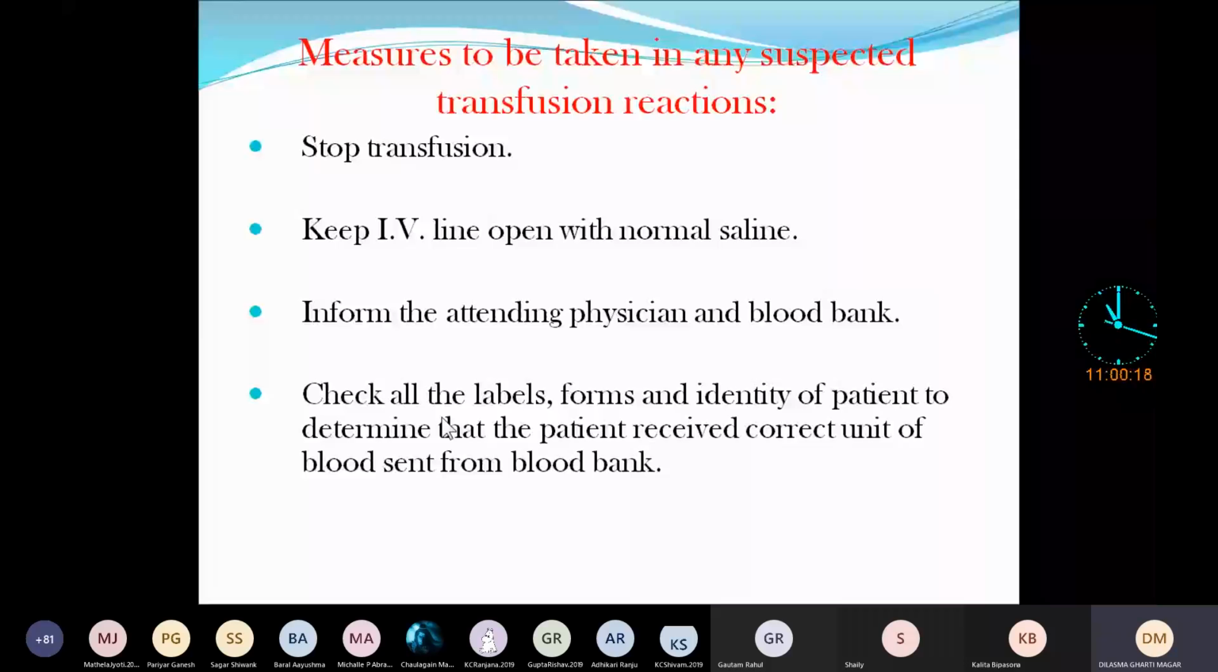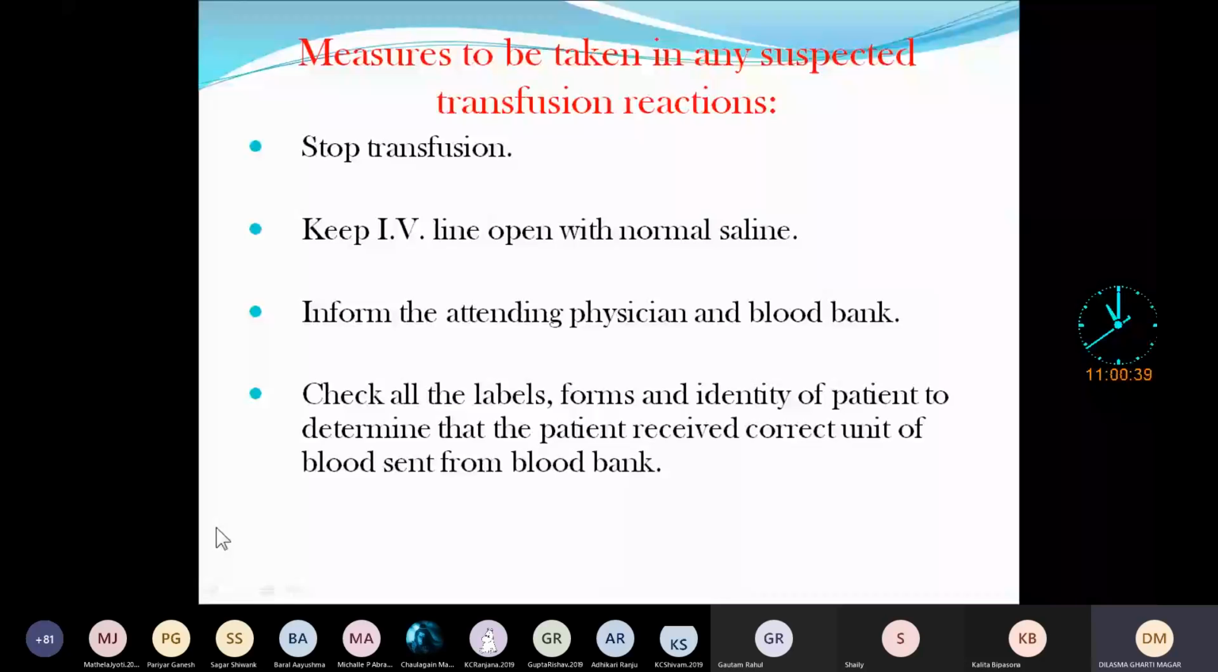Without checking the person, the blood bank staff gave the blood, and within 5 minutes that patient had a transfusion reaction. So we have to take action against that person. So you see here, we have to check the labels, forms, and identity of the patient to determine that the patient received the correct unit of the blood sent from the blood bank. All these things we have to see.